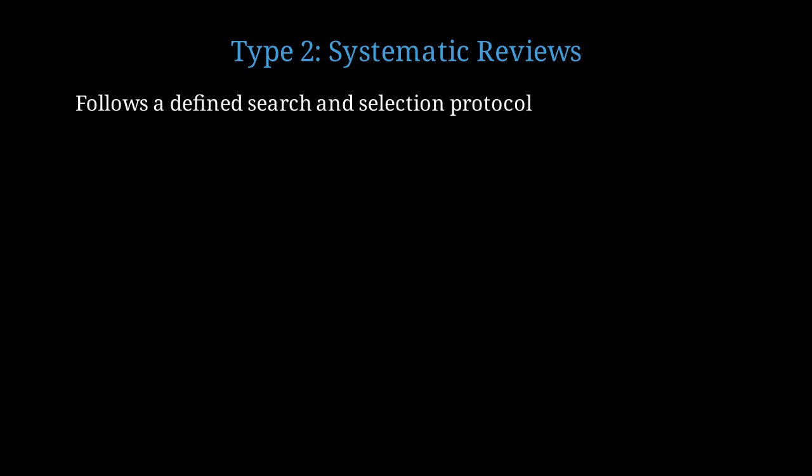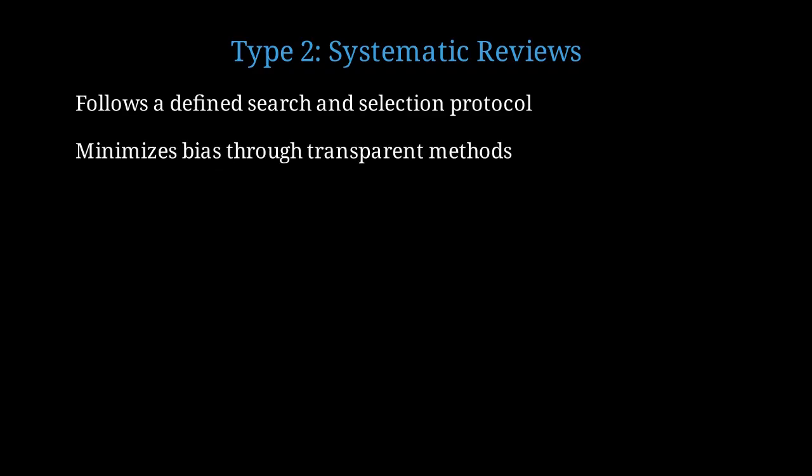The second type is the systematic review. This is much more structured and rigorous. Systematic reviews follow a clearly defined search and selection protocol that's specified before the review begins. The goal is to minimize bias through transparent, reproducible methods. Anyone should be able to repeat the review and get similar results.